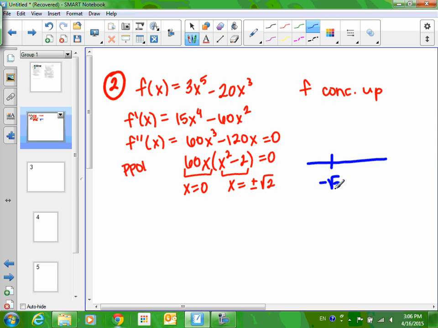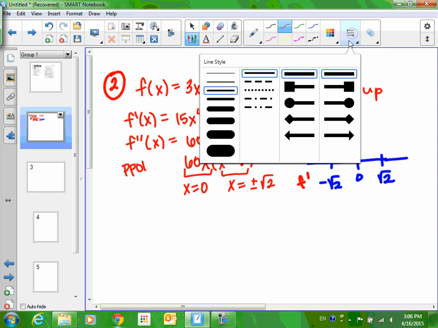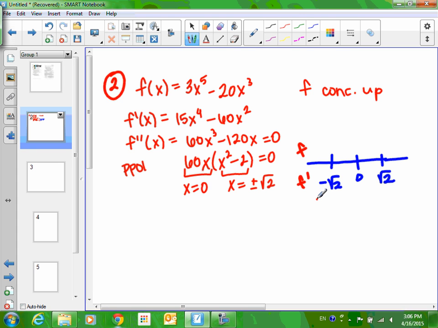Put them on a number line. Down here, I'm going to write f prime. Up here, I'm going to write f. Or yes, sorry, thank you, f double prime. Now, you can choose either version of f double prime. I'm going to choose the factored form.